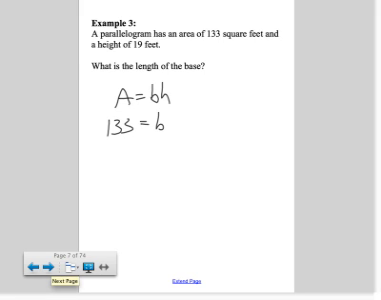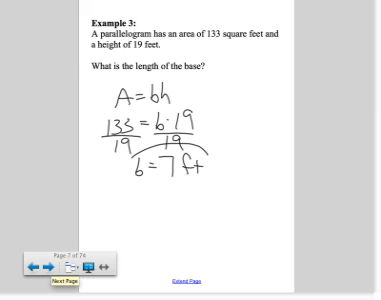We don't know what B is. That's what we're asked to solve for. We know the height is 19, and so you'll see pretty straightforward here. All you're going to do is 133 divided by 19, and when you do 133 divided by 19, pretty sure you should just get 7 for your base. Okay, and again, we know our units here are 7 feet.